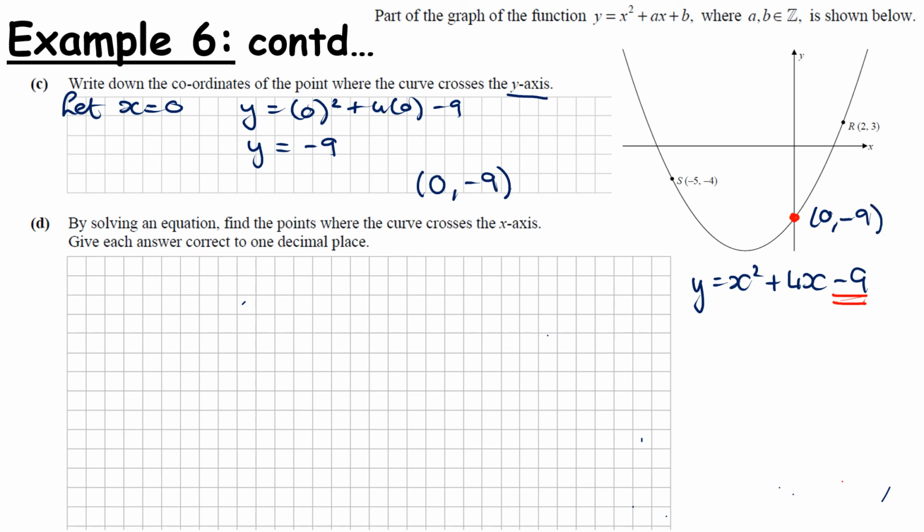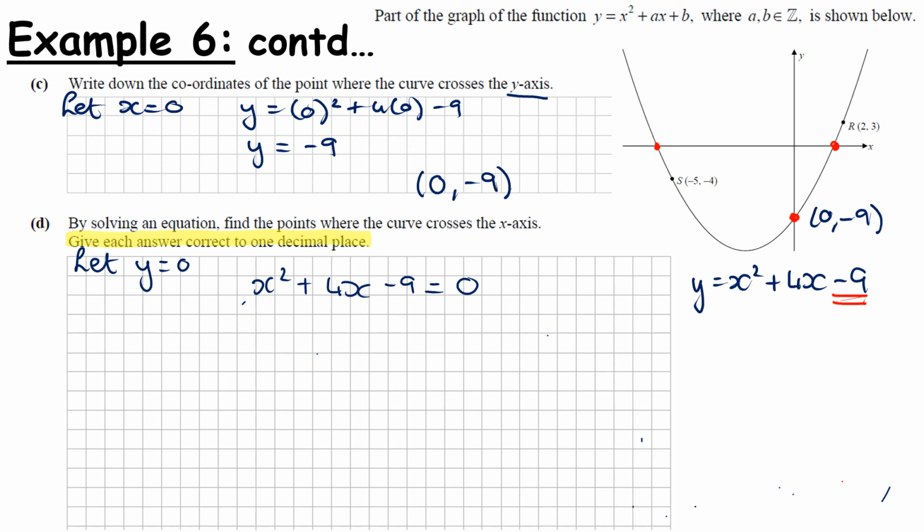The last part of this is, by solving an equation, find the points where the curve crosses the x-axis. So here what we're looking for are the roots of the quadratic, or what we would have called these when we were dealing with the line, the x-intercepts. To do this, we let y equal 0, which gives us x squared plus 4x minus 9 equals 0. So effectively we're solving this quadratic to find two values of x.